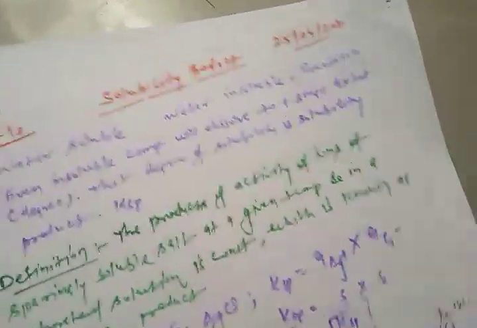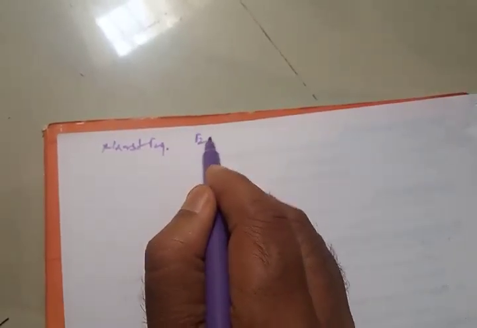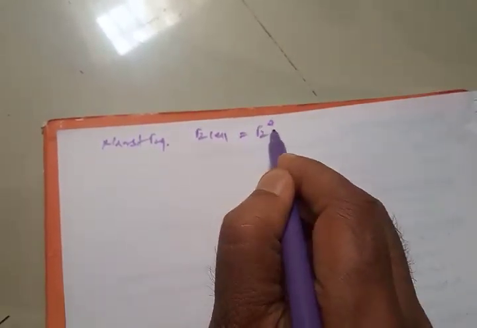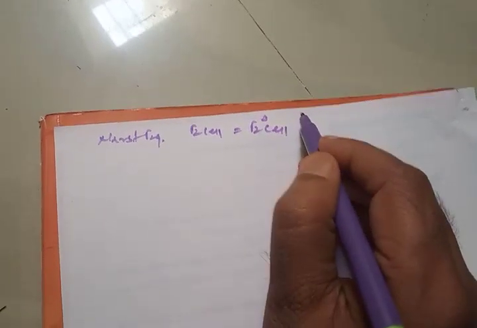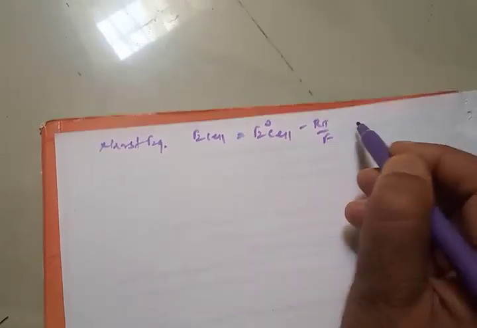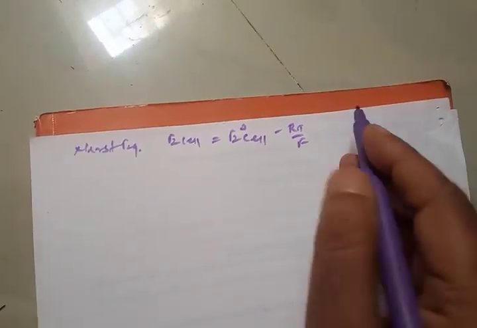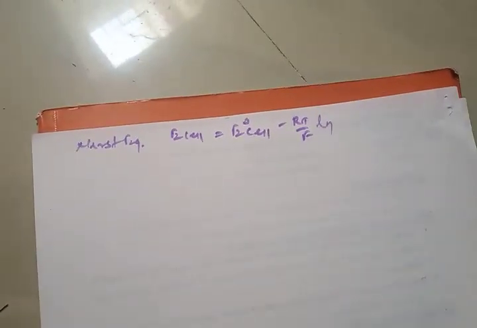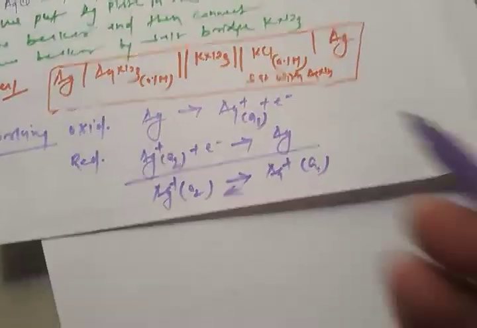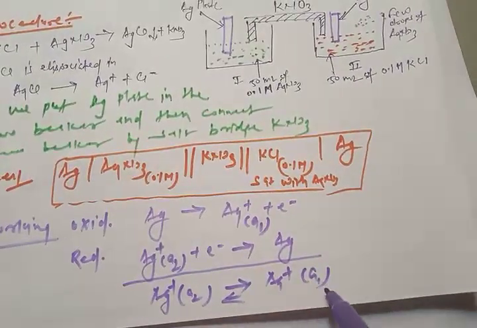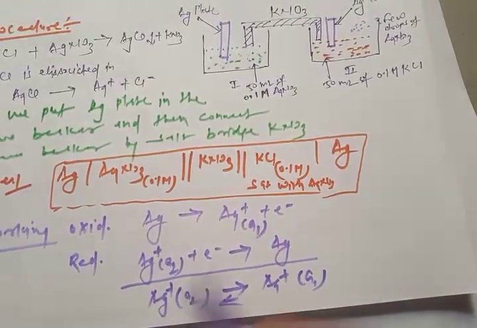Now as usual we will go for the Nernst equation. So let's talk about the Nernst equation. We all know that the Nernst equation is E cell equals E not cell, and then RT upon F. N is 1 here, so no need to write that, and Ln, product upon reactant. So the product is this one, Ag plus A1 upon Ag plus A2.